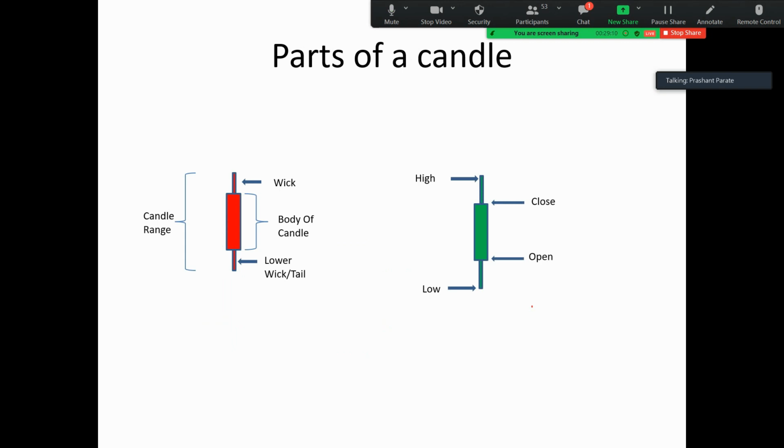And there are different parts in one candle. We can see here that the topmost part is called the upper wick, then the bottommost part is called the lower wick or tail, then there is the body of the candle and the range of the candle. One candle has 8 data points: high of candle, low of candle, close and open, then upper wick, lower wick, body of candle and candle range. So these 8 points can have different interpretations every time.